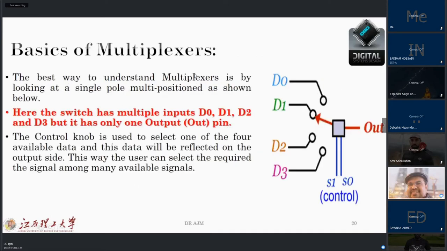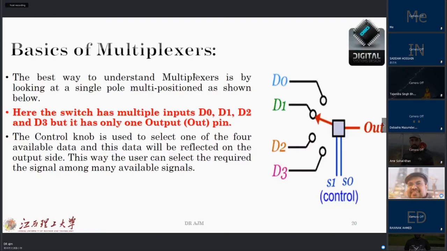Maybe this figure will help you understand more. We can say that a multiplexer is something like a single pole multiposition switch, as we showed here. The switch has multiple inputs, D0 to D3, but it has only one output pin. And the control knob selects the available data, and this data will be reflected on the output side. This way, the user can select the required signal among many available signals.